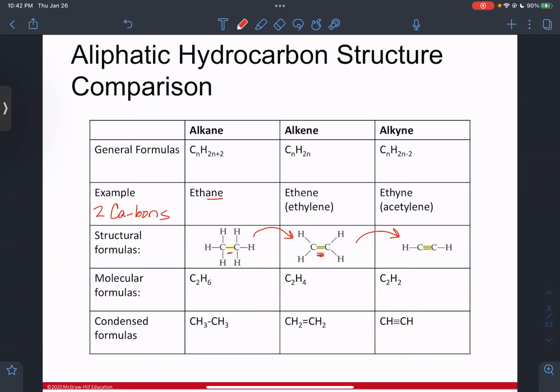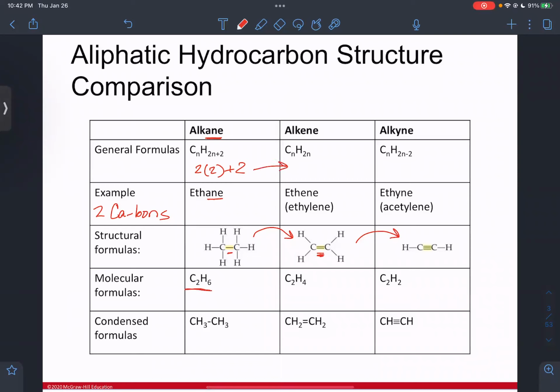Ethyne, another way to say that is acetylene, and you've probably heard of acetylene torches before. When you look at these molecular formulas, every time we move from one category to the next, you're going to lose two hydrogens. Remember, our alkane formula is CnH2n+2. So for example, here we had 2 carbons, so 2 times 2 is 4, plus 2 would give you 6. So that's C2H6.